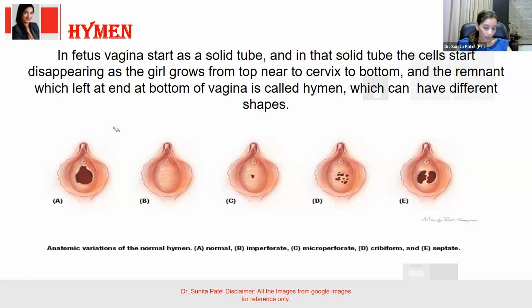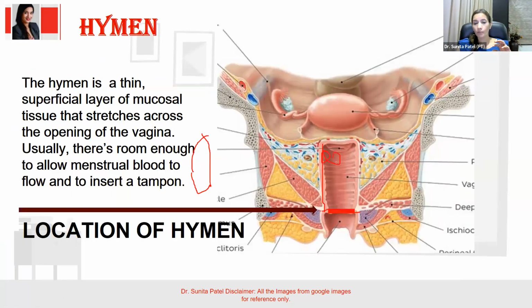Now, when we're talking about the hymen in the fetus, when we were babies, our mother was pregnant with us. In the fetus, our vagina starts as a solid tube. So our vagina was not hollow, not completely hollow. There was a solid tube. The whole vagina was filled up with mucosa. So completely there was mucosa filled into the whole vagina, and the vagina was not yet developed.